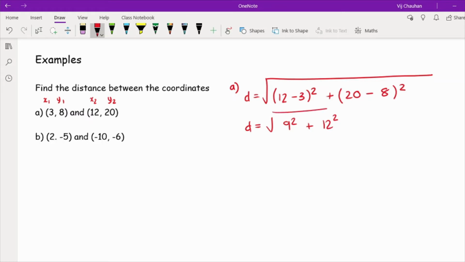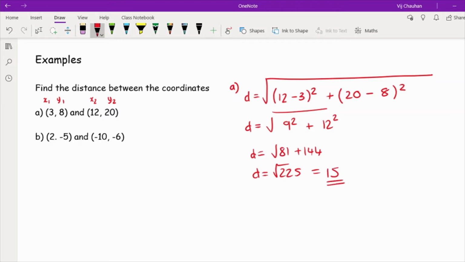Now, remembering the rules of surds, I can't eliminate the square root and the powers because we're adding. If it was multiplying, I could have easily done that, but when we're adding, I'm not going to cancel square roots. I'm not going to get 9 plus 12, is basically what I'm trying to say. So we've got d equals the square root of 81 plus 144, and if I quickly use my calculator, we get d equals the square root of 225, which lo and behold becomes 15.